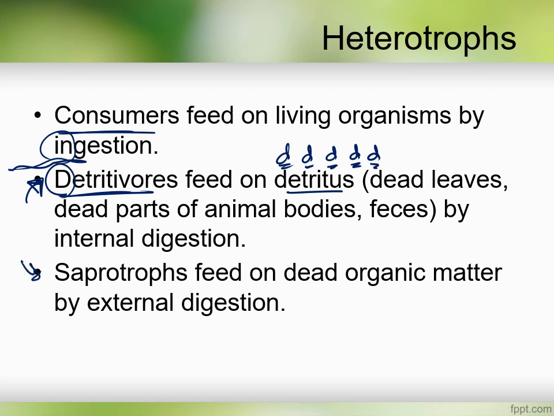That's different from saprotrophs. Saprotrophs are super cool. They're going to feed on dead organic matter by external digestion. Saprotrophs are going to secrete enzymes outside of their bodies. Those enzymes will decompose, break down the detritus, and then the saprotroph will absorb those nutrients. You can imagine that they are sucking up the nutrients that were released during that digestion outside their bodies. So how do we remember saprotroph? Saprotrophs secrete the enzymes and then they suck up or absorb the nutrients after digestion occurs outside their bodies. Good? Good. So next up, I want you to decide if these decomposers are detritivores or saprotrophs.